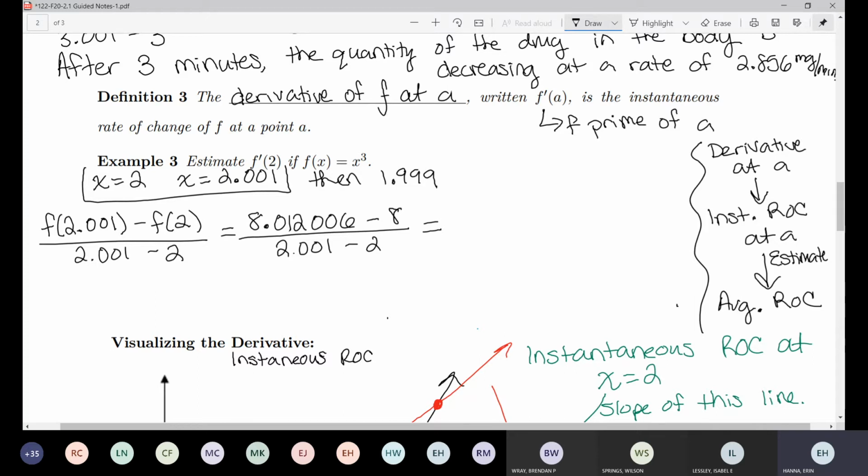So if we go ahead and do that, we'll get 0.012006 divided by 0.001, which will be 12.006. If you know derivative rules, the actual answer, exact answer, is 12.